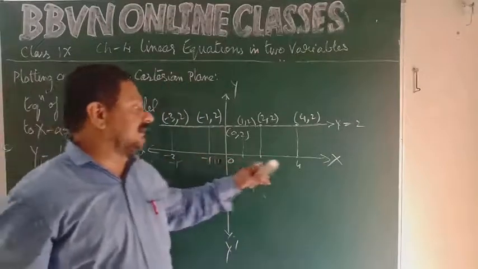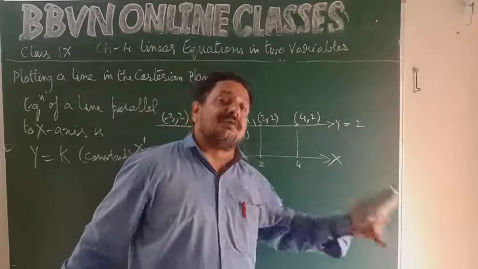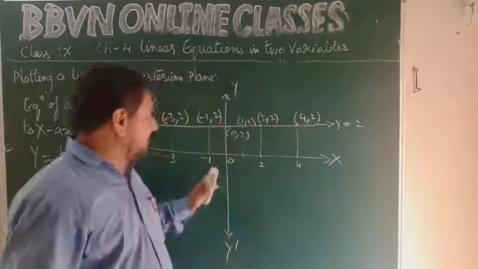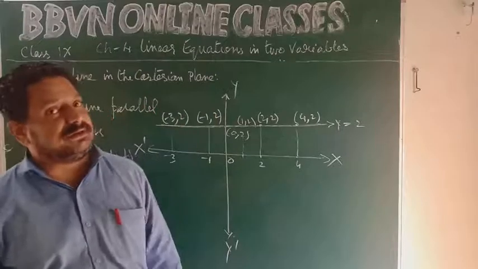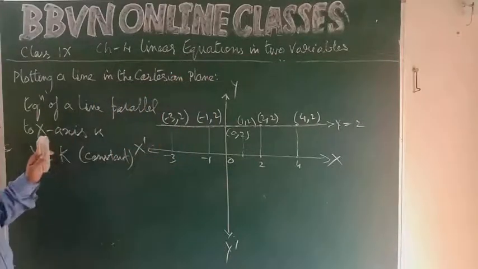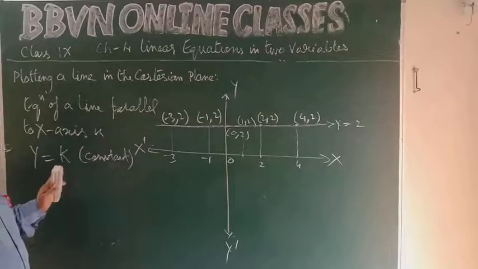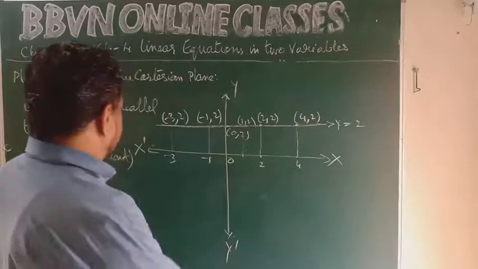Even x-axis, we have discussed earlier in coordinate geometry, the equation of x-axis is y equal to 0. Why? Because on the entire x-axis, the y coordinate is 0. It's not changing. It remains constant. So any line that is parallel to x-axis has a general equation of the form y equal to k, where k is any constant.